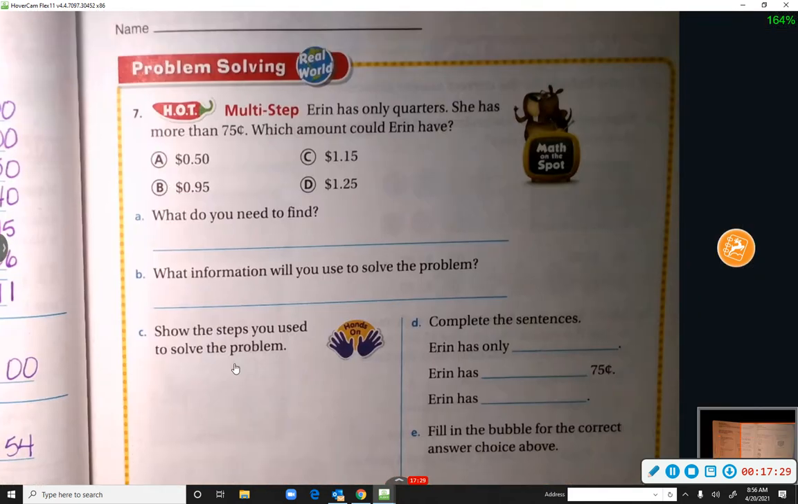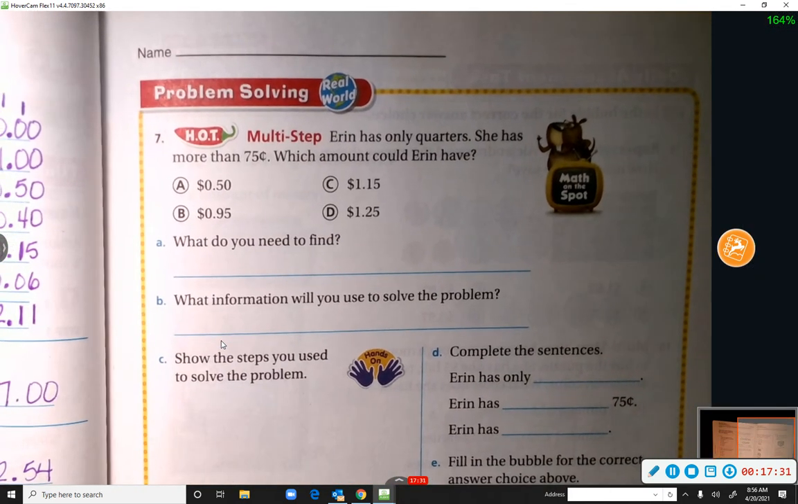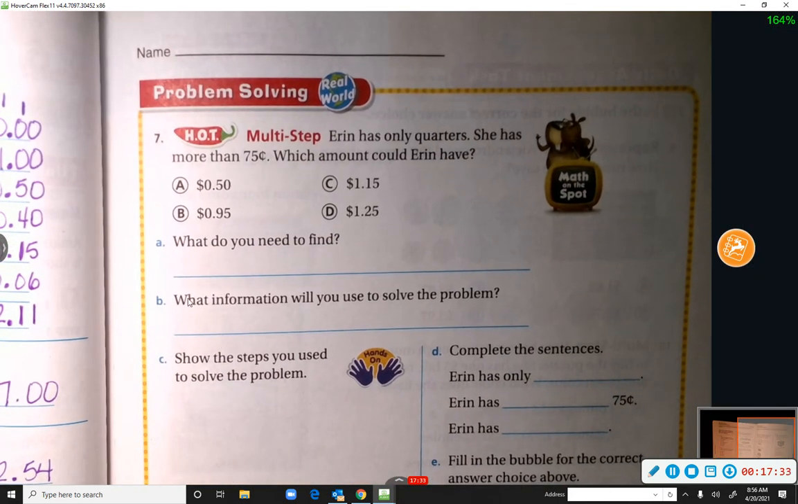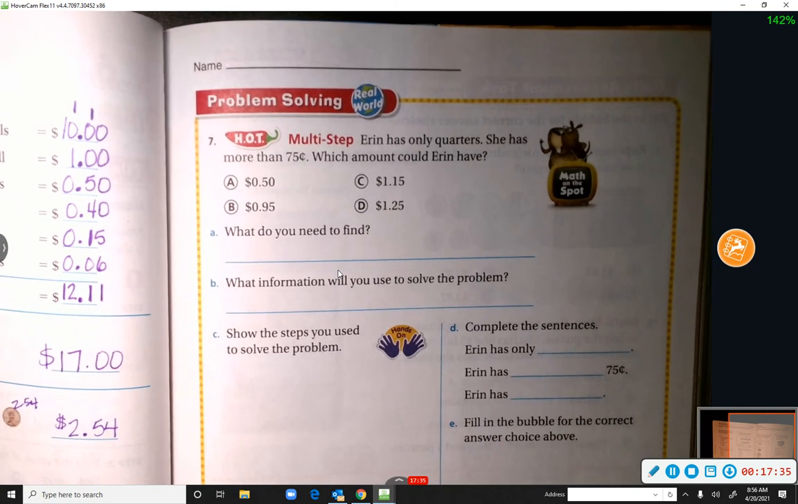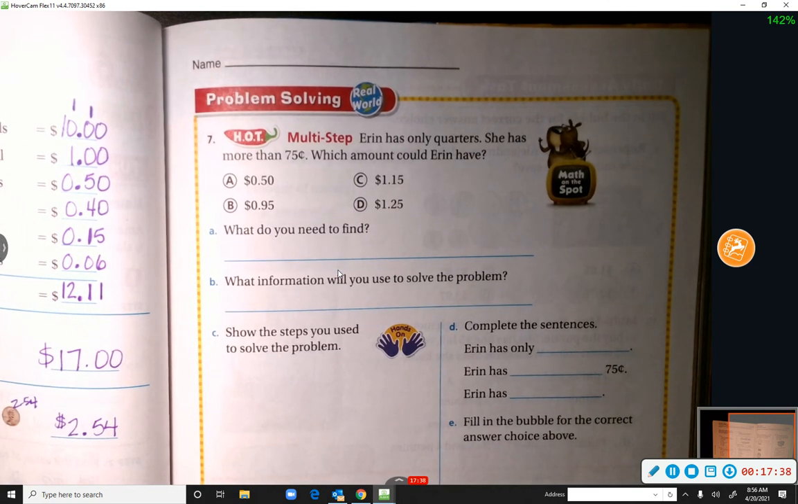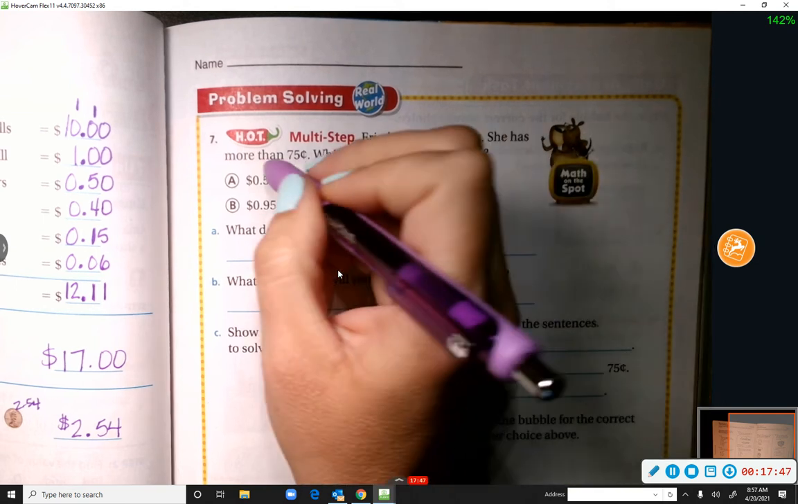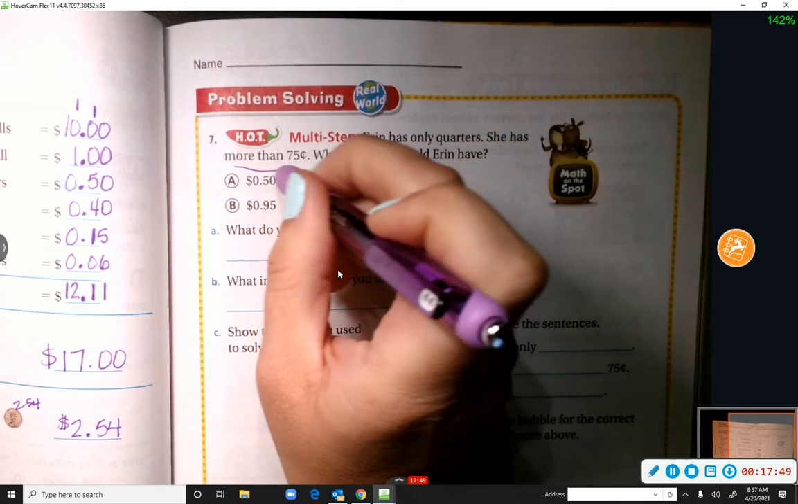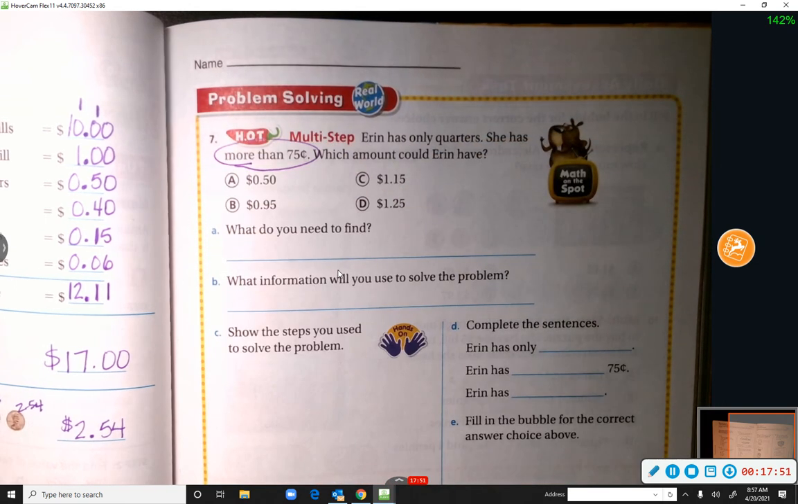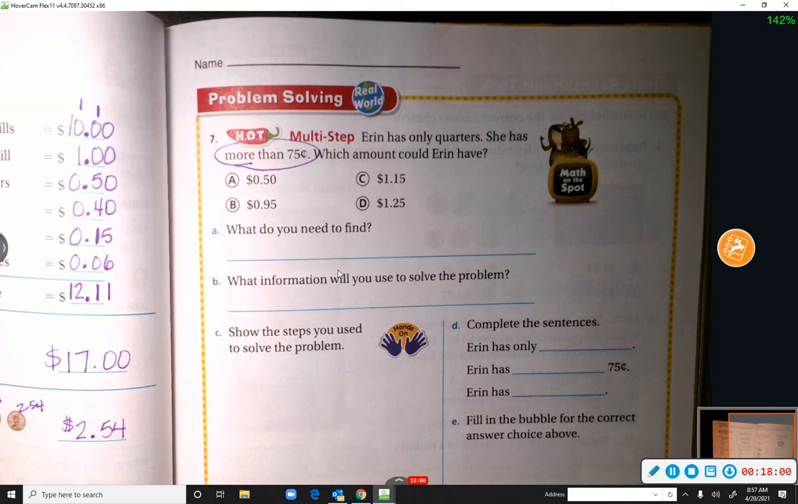Okay, going on to the next page. Page 133. Number 7. Erin has only quarters. She has more than 75 cents. Which amount could Erin have? Okay? More than 75 cents. So can I already eliminate one of the answer choices? Yes, you can eliminate C. No, not C, because that's more than 75. There's only one that's not more.